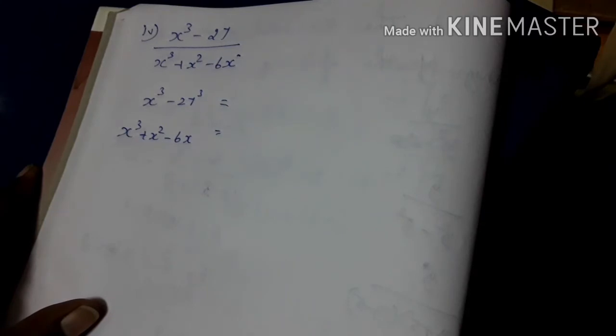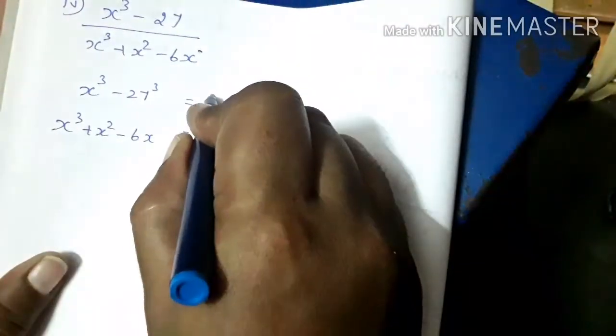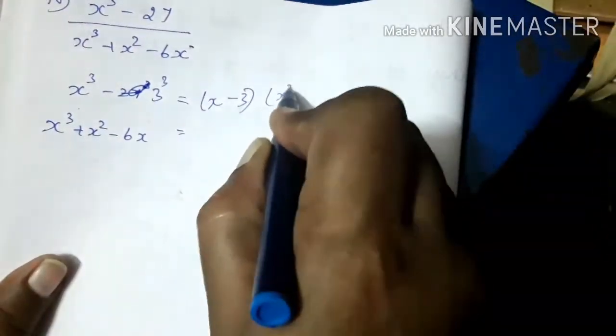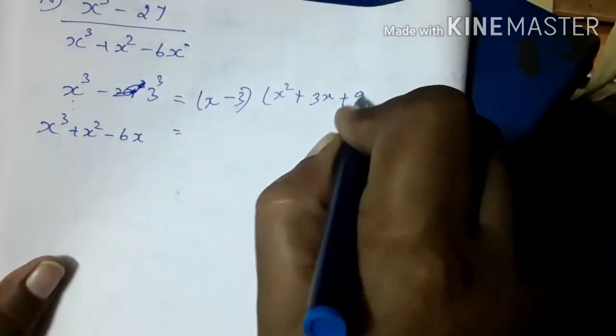Next we will see the fourth sum. X cubed minus 27, divided by x cubed plus x squared minus 6x. First you have to factorize x cubed minus 27. Yes, this is in the form of a cubed minus b cubed. The formula is a minus b, and we change 27 as 3 cubed. So a minus b, next a squared plus ab, which is 3x, plus b squared, 3 squared is 9.